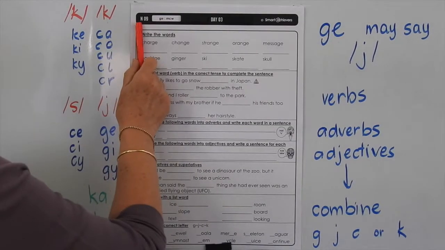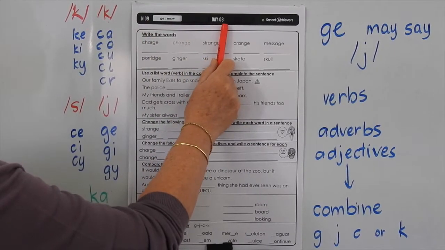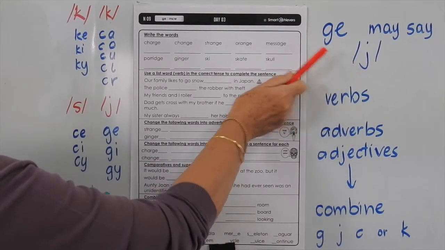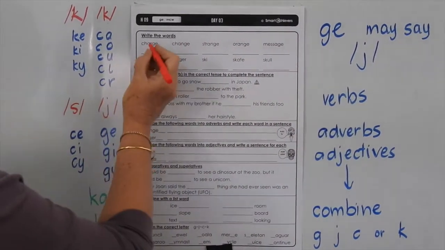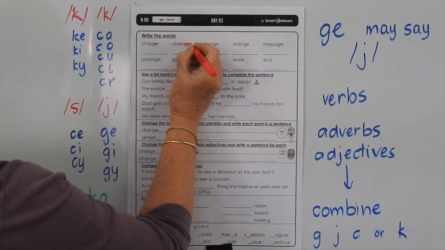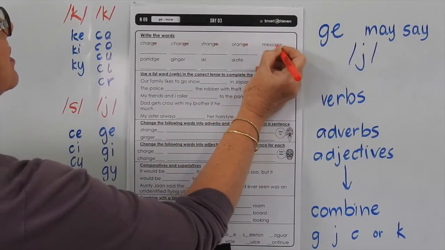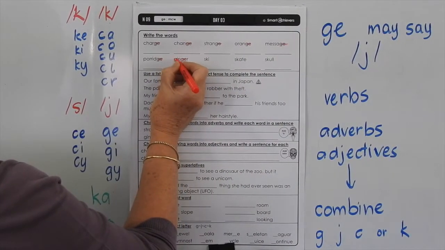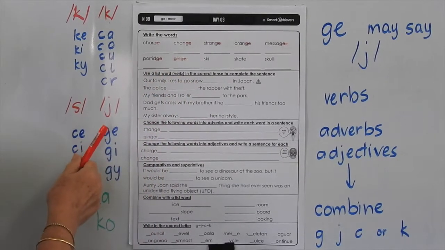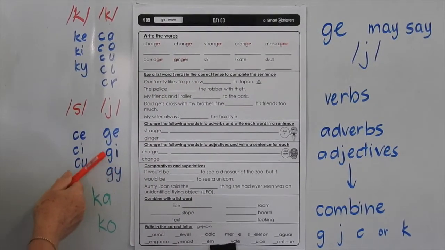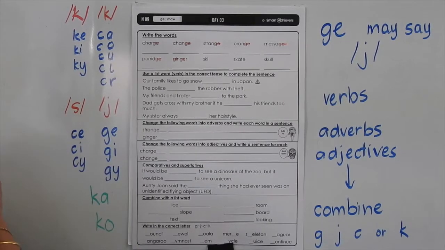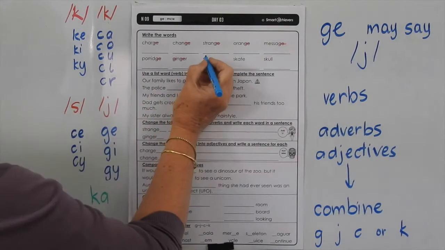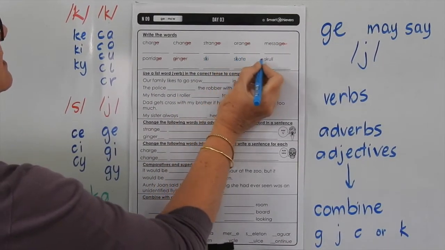This is level N, list 9, and we're doing the day 3 page. And in these words, we're looking at the GE making the J sound rather than the G sound. So let's highlight that. GE, change, strange, orange, message, porridge, ginger, and here we've also got the GI. So we know if a G is followed by an E, an I or a Y, it may make the J sound.